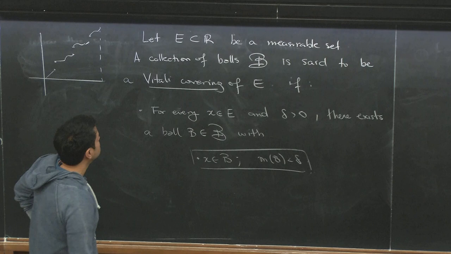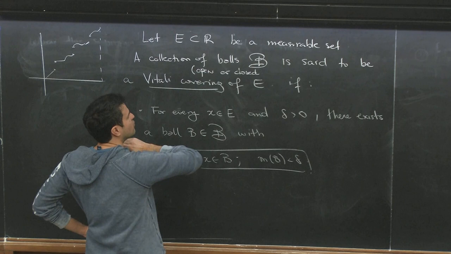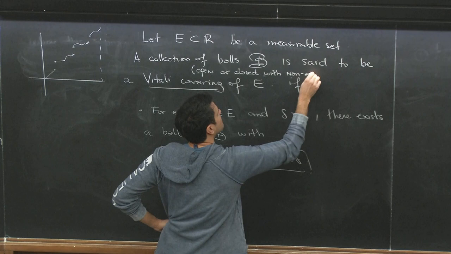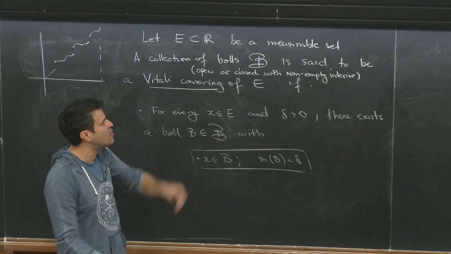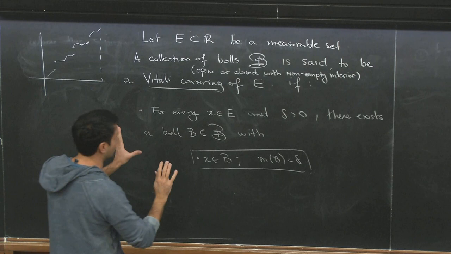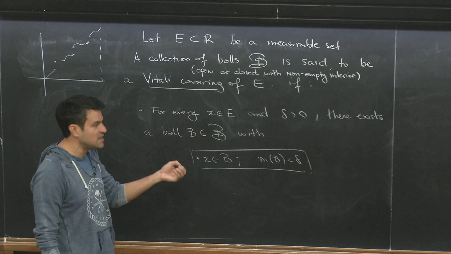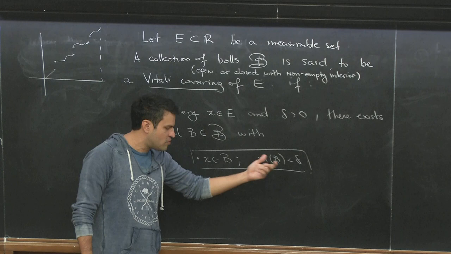So these balls will all be either open balls or closed balls. Let's agree that we are either going to take a collection of open balls or closed balls, closed but non-degenerate, with non-empty interior. I don't want to take just a point; for me that is not a ball in this case. So a collection of balls, either open or closed with non-empty interior, is going to be a Vitali covering of a set E if essentially every point in E is covered by a ball of arbitrarily small size of your choice. So if you give me a point and a delta, there is a ball in the collection that covers the point, and the ball has measure less than delta.